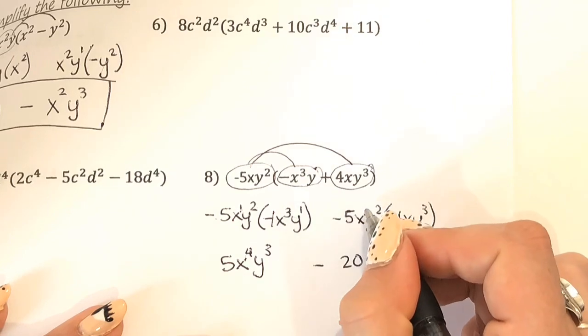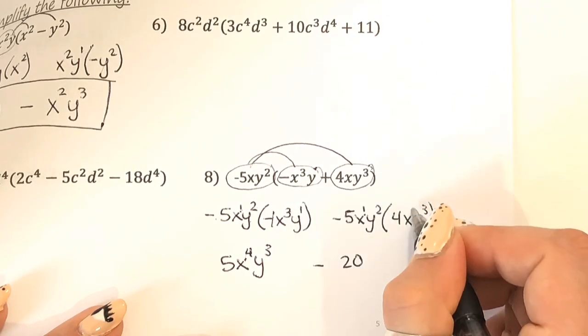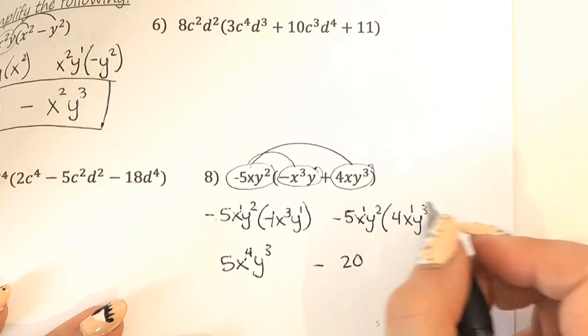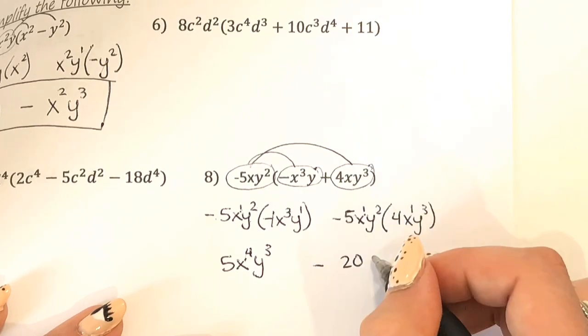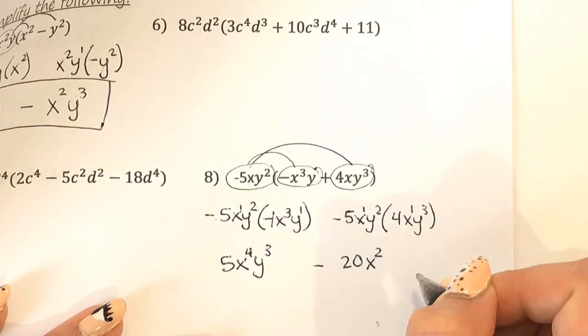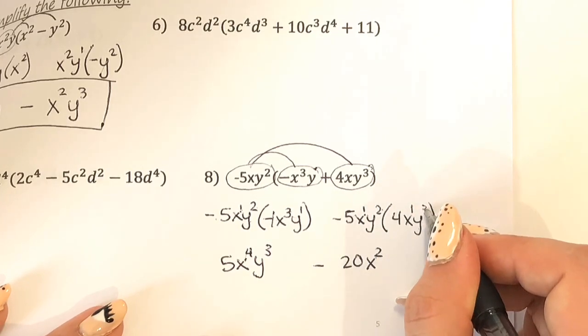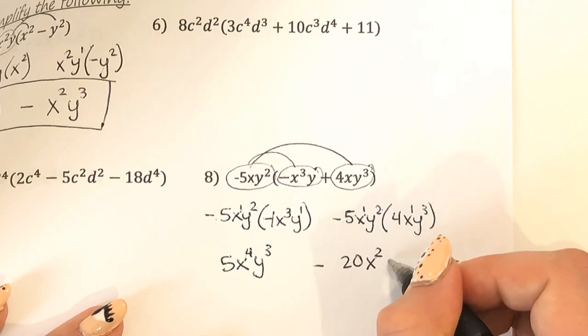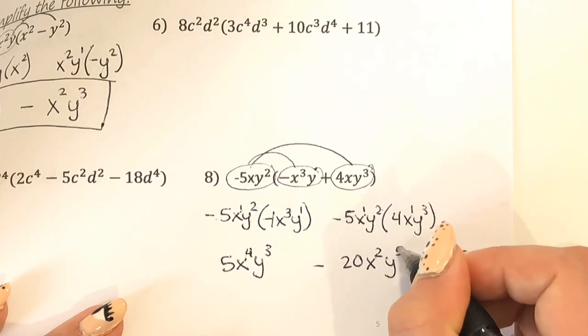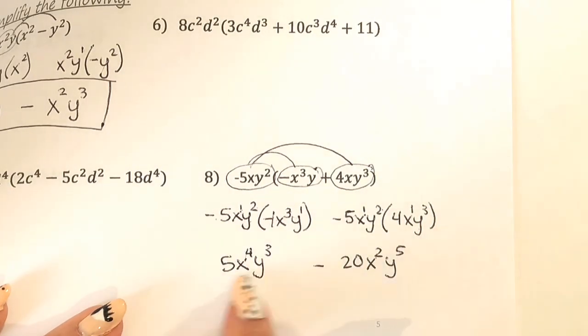And then let's do our x's. This would be like an x to the power of 1 and an x to the power of 1. So x times x is x squared. Now let's look at our y's. y squared times y cubed. Well, 2 plus 3 is 5. So we get y to the 5th. And so that would be our answer.